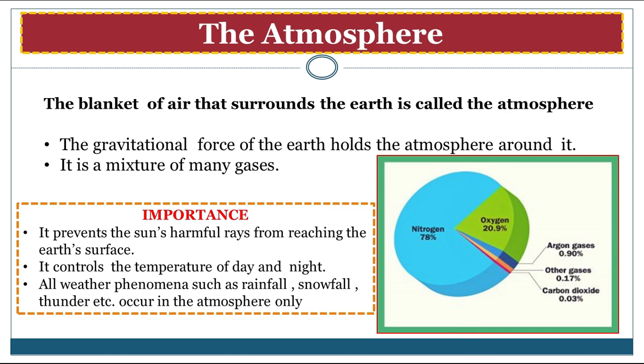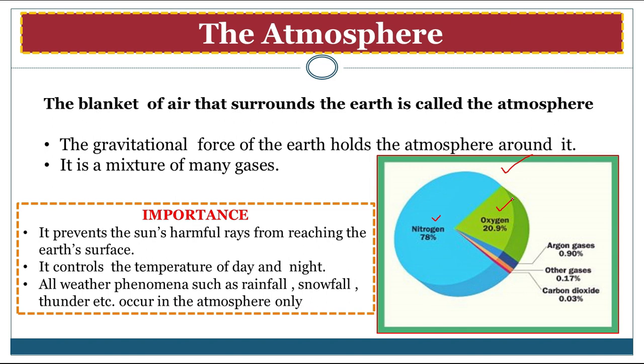So atmosphere is the blanket of air that surrounds the earth. The gravitational force of the earth holds the atmosphere around it, and our atmosphere is a mixture of many gases. You can see this diagram in which I have tried to show you the amount of gases present in our atmosphere, like nitrogen, oxygen, and you can also write their percentage in the comment box, that how much percentage of gas is present in the atmosphere.